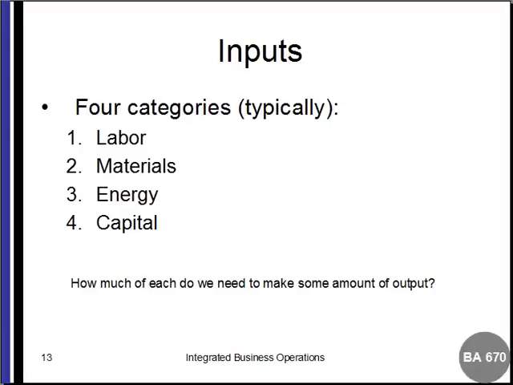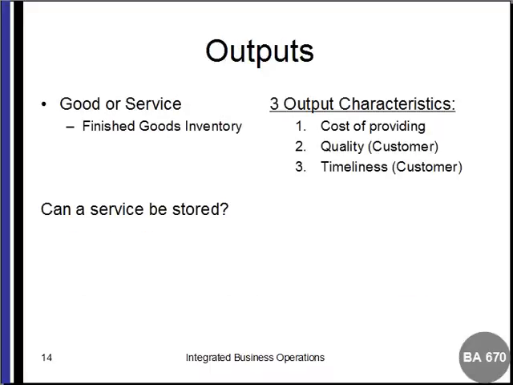And we really want to understand how much of each do we need to make some sort of output. The outputs are goods or services. They typically are finished goods. There are 3 output characteristics: the cost of providing, the quality as defined by the customer, and timeliness defined by the customer. And a question one might want to ask is, can a service be stored, since it's really an on-demand kind of thing? And I would certainly say that the inputs to the service can be stored, but the service is often put together on the spot based on the demand of the marketplace of the customer.